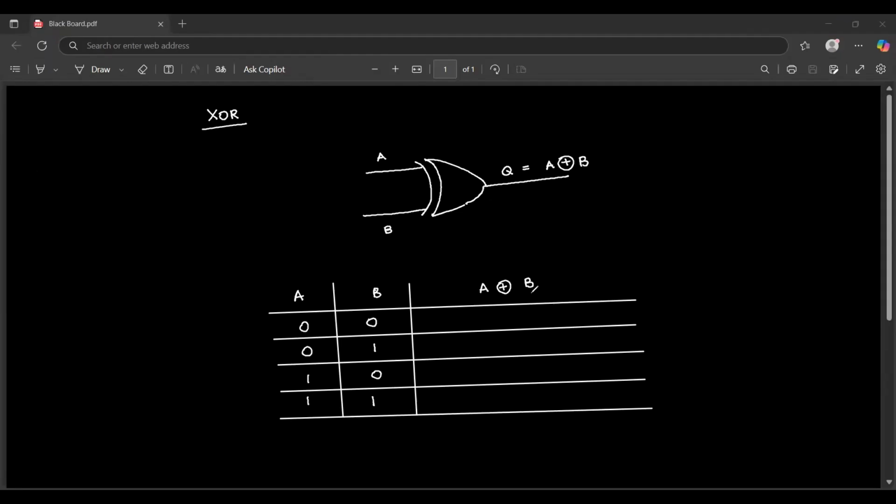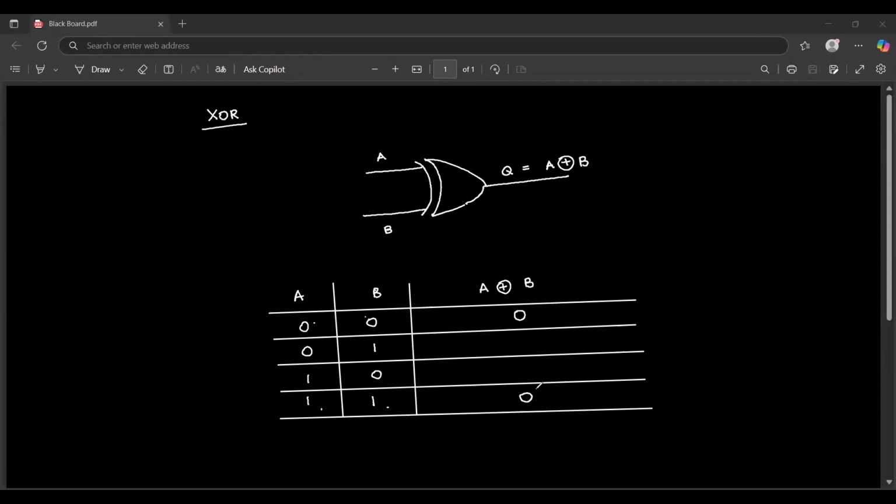How does A XOR B work? If both the inputs are the same, the output will be 0. If one of the inputs is different from the other input, the output will be 1. That's the idea. Listen to me carefully. If both the inputs are the same, the output will be 0. If the inputs are 0 and 0, the output will be 0.